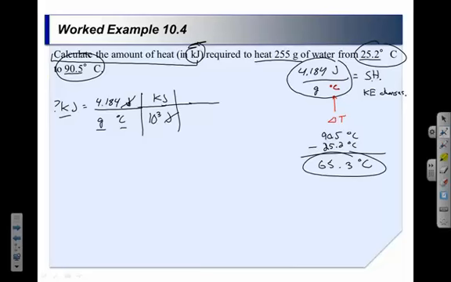I've got this change in temperature, 65.3 degrees Celsius. So that will cancel my Celsius. And I've also got to cancel grams. So how much water do I have? 255 grams. So now everything cancels except kilojoules. So it should be done. 69.7 kilojoules.